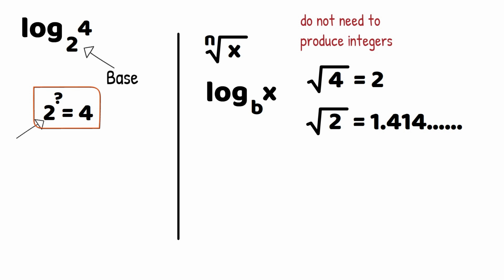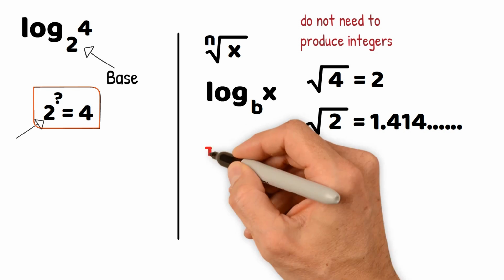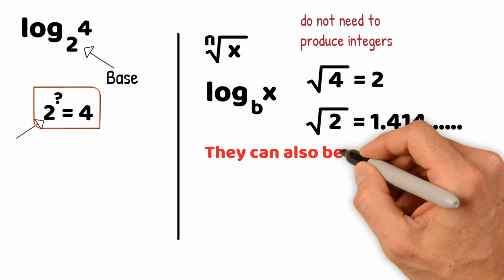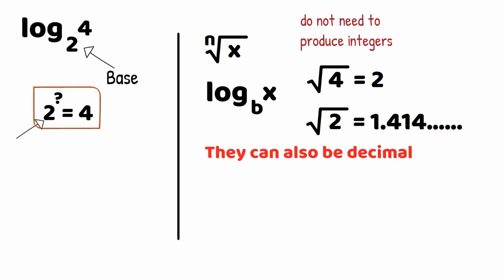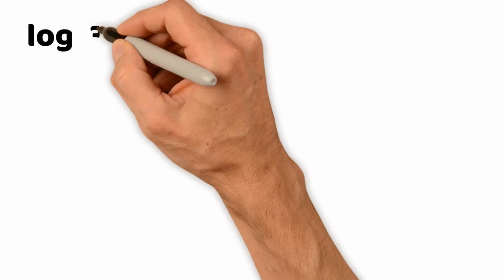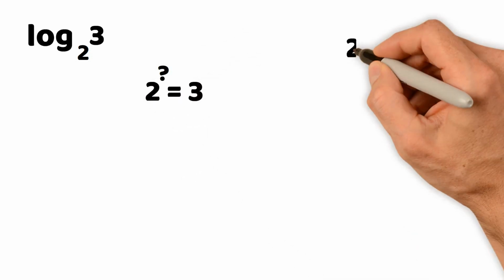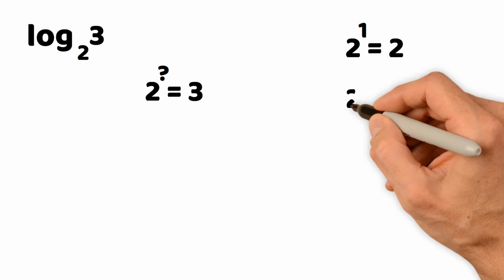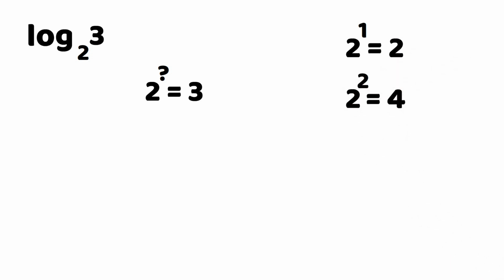When dealing with logarithms, similarly, we need to get accustomed to the fact that logarithms very often do not produce nice whole numbers. They can also be decimals, which can be never-ending, like with radicals. For example, let's determine log of 3 with a base of 2. Here we need to solve the problem 2 to the question mark equals 3. We note that 2 to the first equals 2, and 2 to the second equals 4. So 1 is too small, and 2 is too big. Therefore, log of 3 with a base of 2 must be some number between 1 and 2.